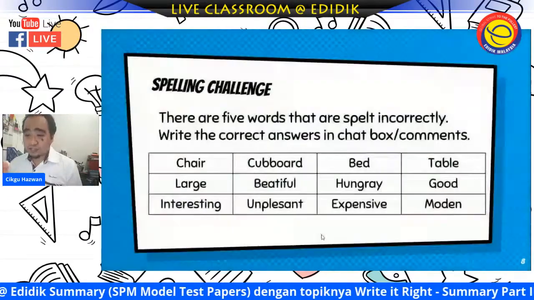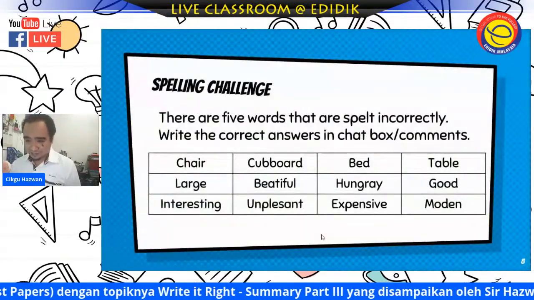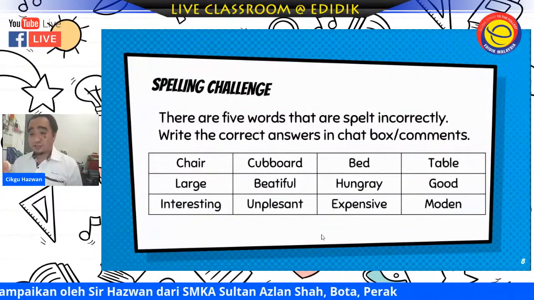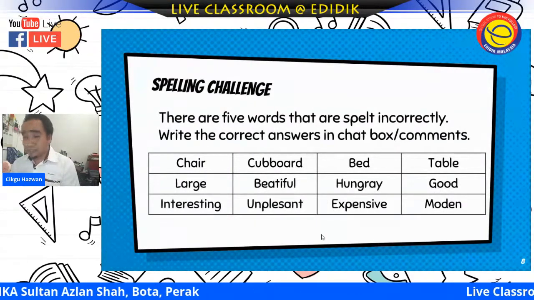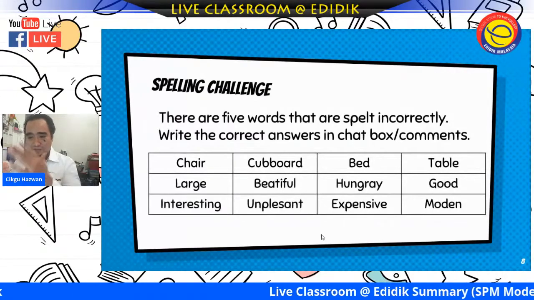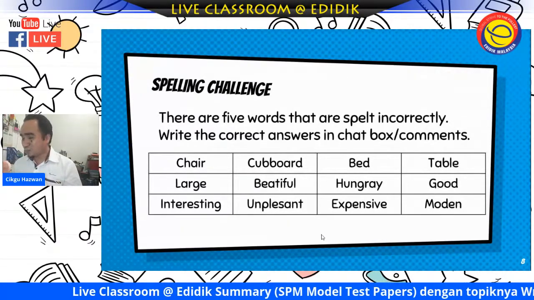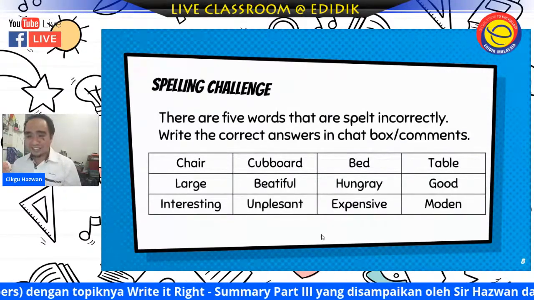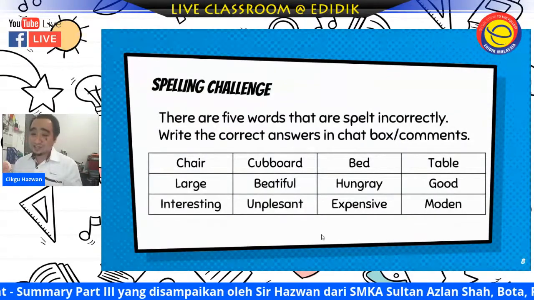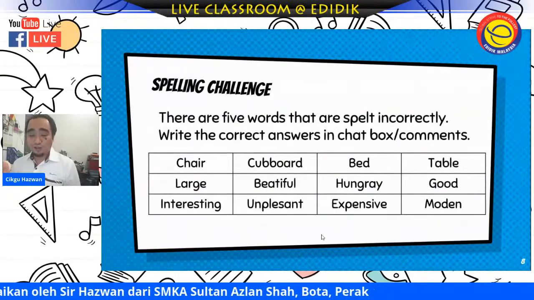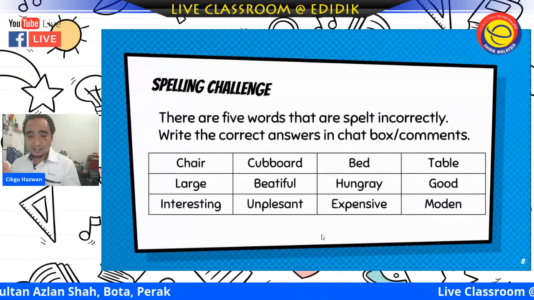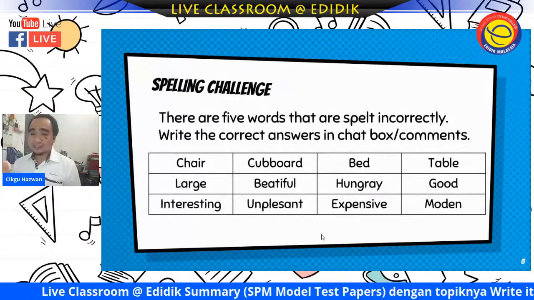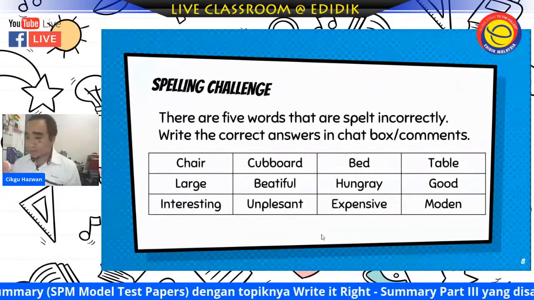Okay, there are 5 words that are spelled incorrectly. Write the correct answers in the chat box or comments. So if you are on YouTube, you can write the answers in your chat box. Just write all the 5 words, or you can just write one by one. I'm going to read your answers, whether you are doing it correctly or not, and then we are going to show you the answers. So this is the spelling challenge. For all of you, in these 12 words, there are 5 words that are spelled incorrectly. So write the correct answers in the chat box or comments.